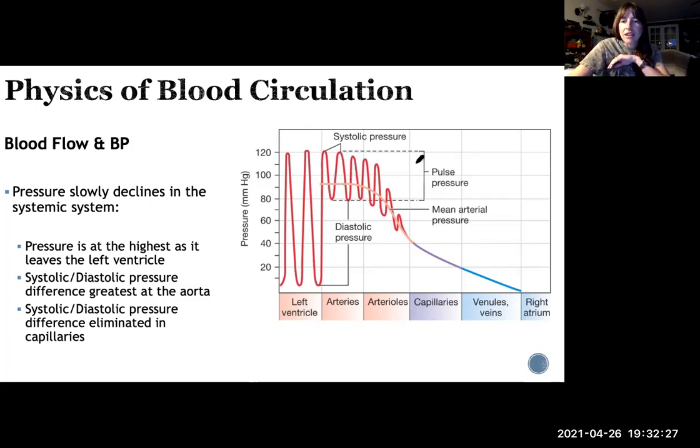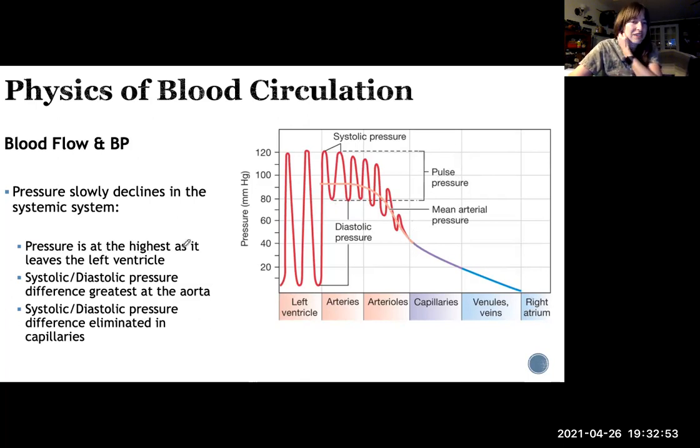This area is where we're going to feel pulse pressure, okay? It's also where you're going to feel pulse. That's how you're going to be able to measure blood pressure, by using that pulse, okay? So that mean arterial pressure, again, will drop off as we move from the arterioles into the capillaries, and then back up through the venules and veins to the right atrium. Blood pressure drops down to nothing.